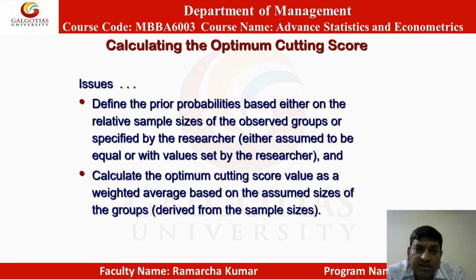Calculating the optimum cutting score. What are the issues? First, define the prior probability based either on the relative sample size of the observed group or specified by the researcher, either assumed to be equal or with values set by the researcher, and calculate the optimum cutting score values as a weighted average based on the assumed sizes of the group derived from the sample sizes.